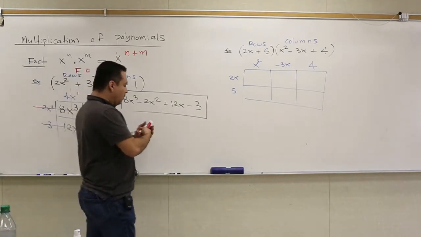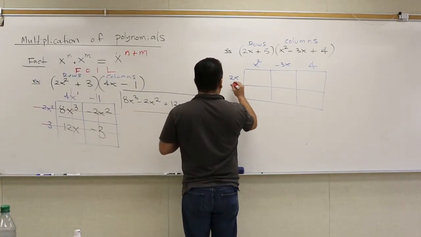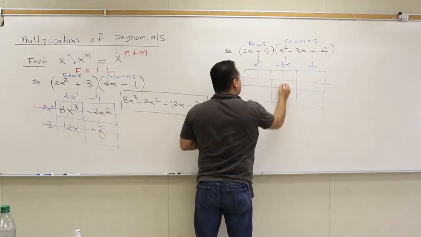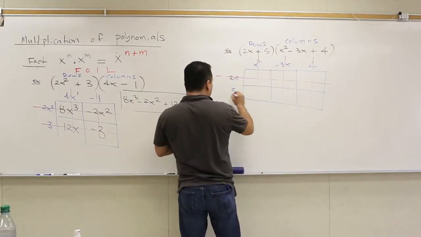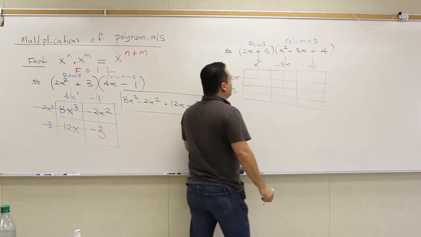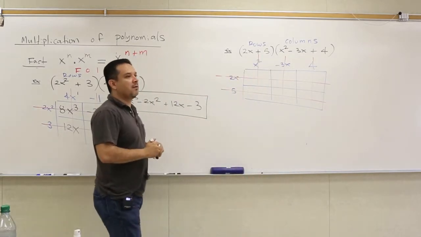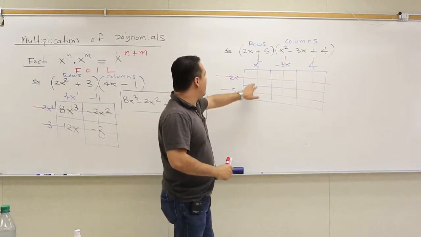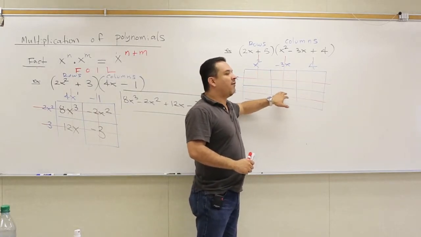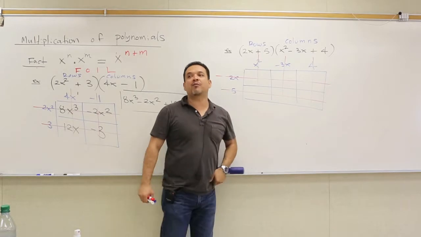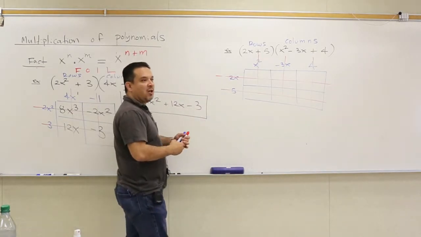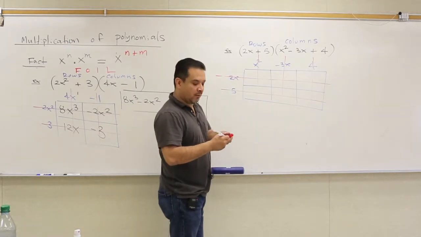I'm still multiplying my rows with each column. I got 2 rows and I got 3 columns. So this problem becomes a little more difficult because you got 1, 2, 3, 4, 5, 6 multiplication problems to do. Let's see what happens now.